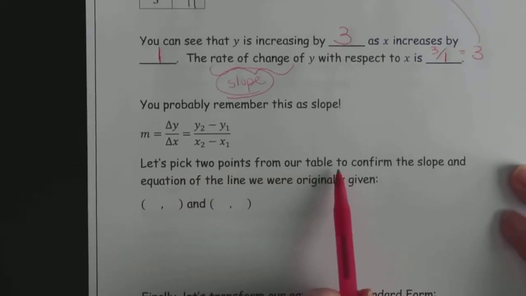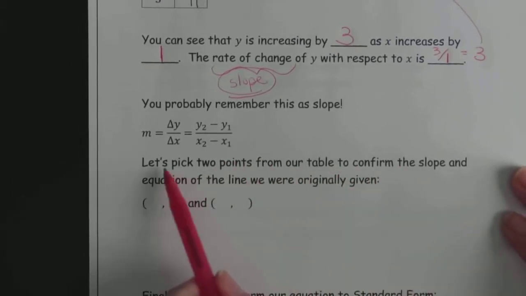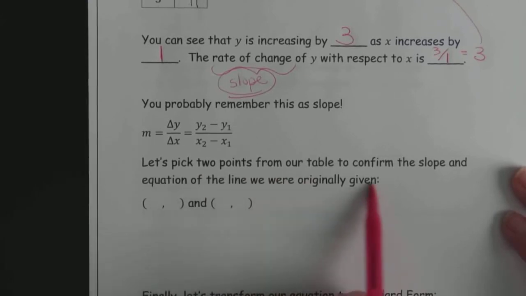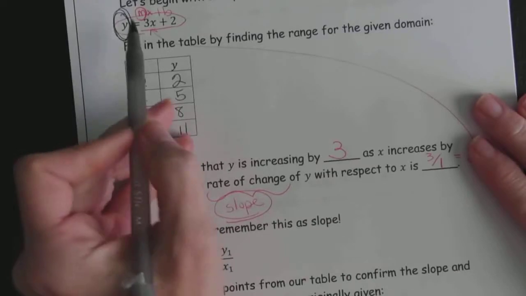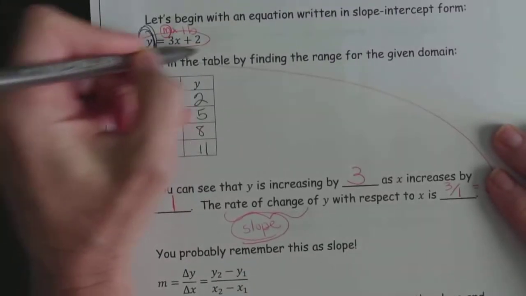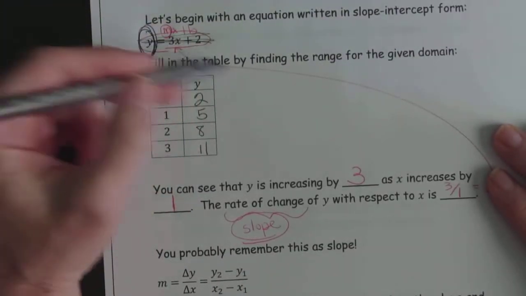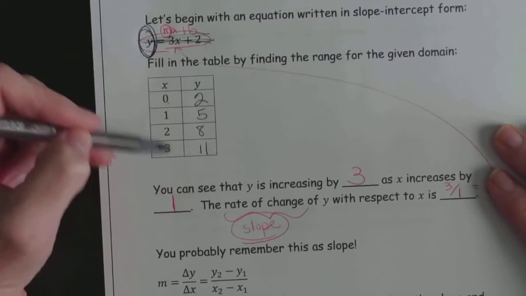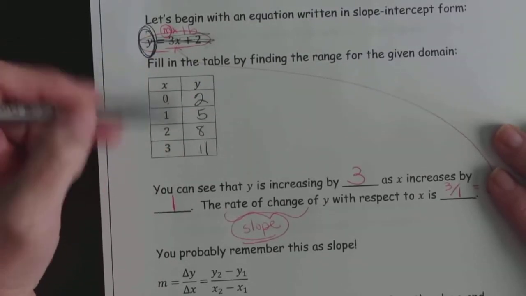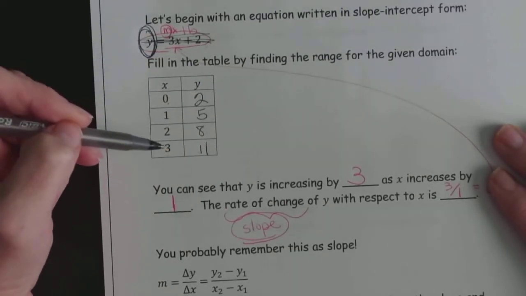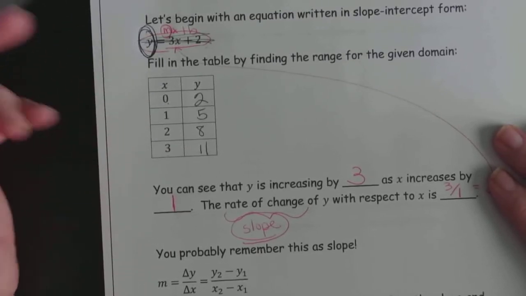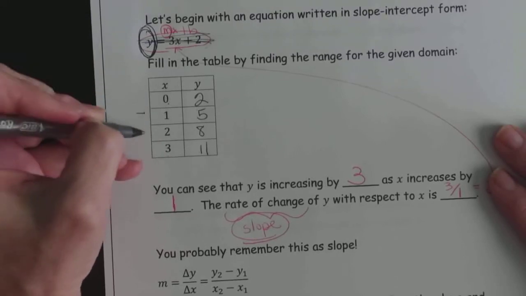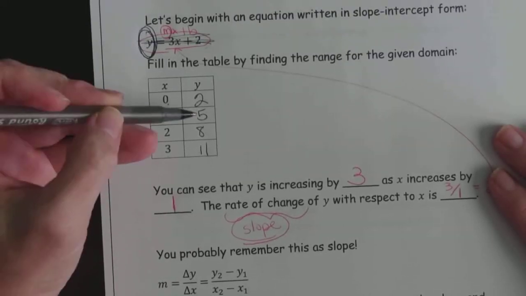Last thing here, let's pick 2 points from our table to confirm the slope and the equation of the line we were originally given. Say this wasn't given to us. We just had this data, and from this data, they wanted us to construct the equation of the line. Well, we could pick 2 points off of this line. Any 2 points you like.